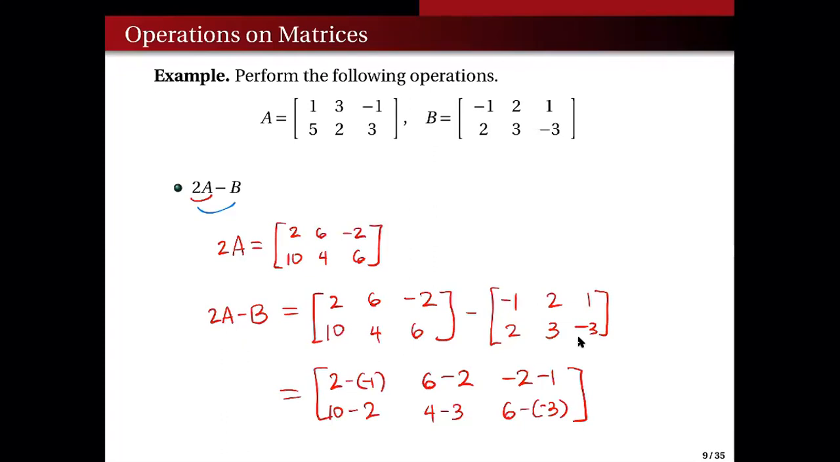And then if we simplify this, so 2 minus negative 1, that's 3. 6 minus 2, that's 4. Negative 2 minus 1, that's minus 3. Here you have 10 minus 2, that's 8. 4 minus 3, that's 1. 6 minus negative 3, that's 9. So this is the answer to 2A minus B. Okay?